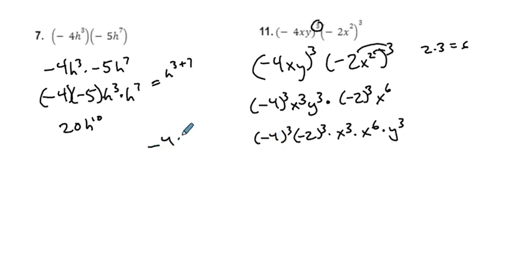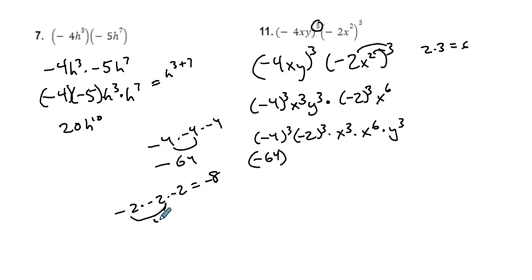Well, negative 4 times negative 4 times negative 4. You got negative times a negative is positive, and then a positive times a negative gives you a negative result. 4 times 4 is 16, and 16 times 4 is 64. So we have negative 64. And then negative 2 to the third power is negative 2 times negative 2 times negative 2, which is negative 8, because negative 2 times negative 2 is 4. 4 times negative 2 is negative 8.